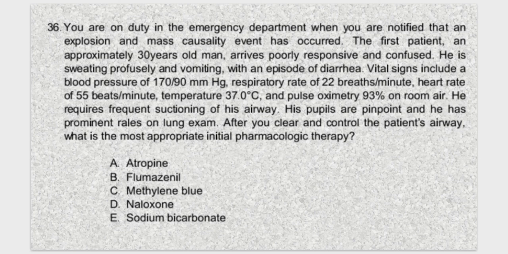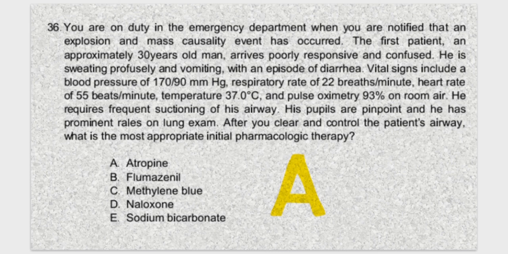170/90 millimeters of mercury, high blood pressure, respiratory rate of 22 breaths per minute, heart rate of 55 beats per minute, temperature of 37.0 degrees centigrade, and pulse oximeter of 93% on room air. He requires frequent suction of his airway. His pupils are pinpoint and he has prominent crackles on lung exam.